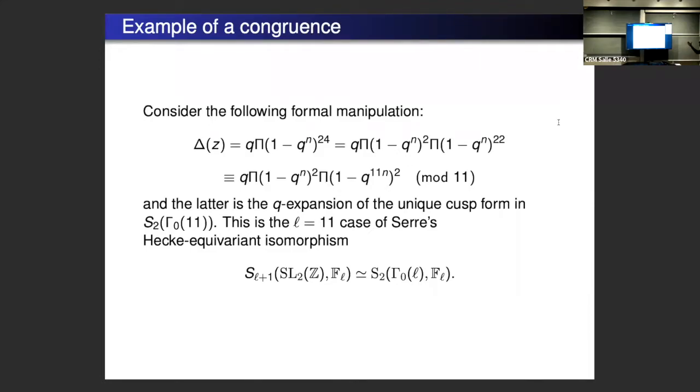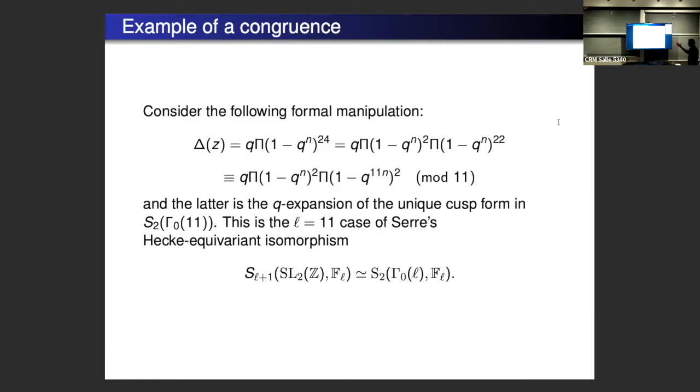And this one can recognize to be a modular form, as the q-product expansion of the modular form of weight 2 and level 11. Right? So there's an exchange between weight 12 and weight 2 and level 1 and level 11. So at the cost of increasing the level from 1 to 11, you can lower the weight.